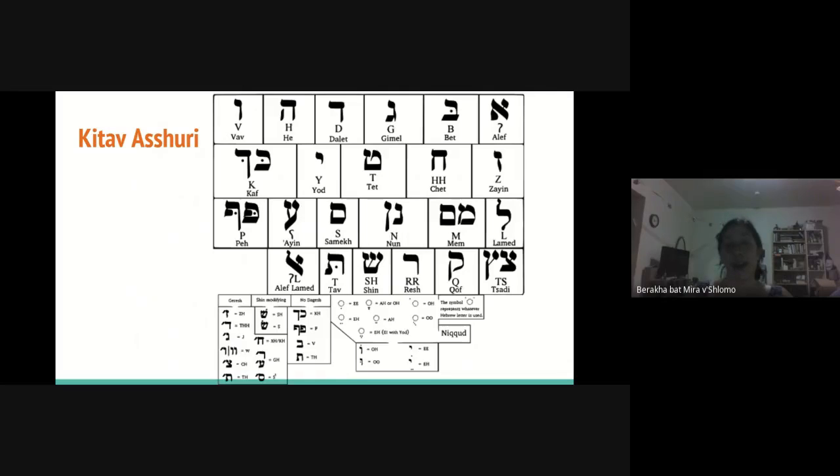I mentioned before that there are no capital letters, but there are a few letters that you'll notice have an ending form. This form of the letter only comes when it finishes a word. It's called sofit, which in Hebrew just means ending. It only comes into play when the letter finishes a word.